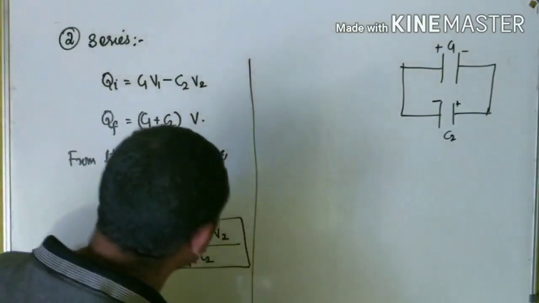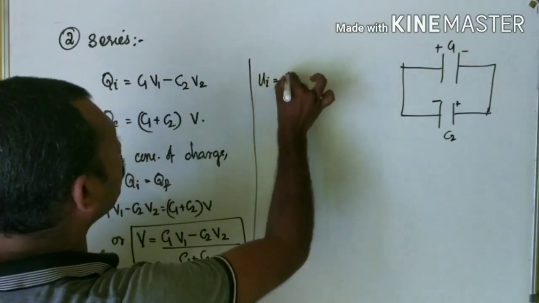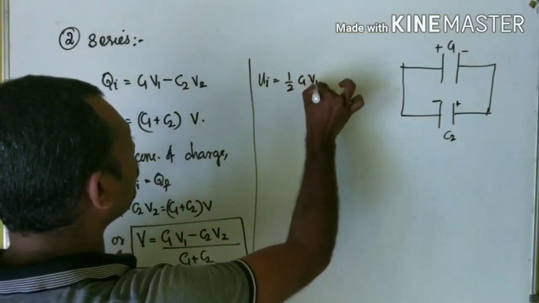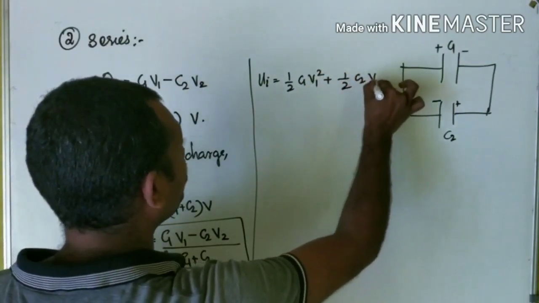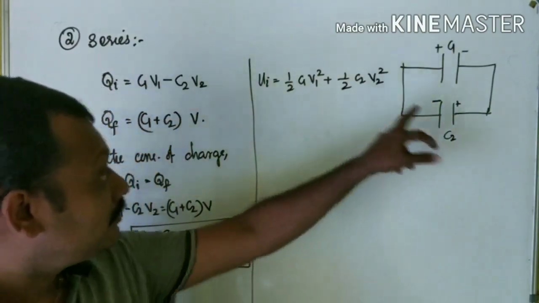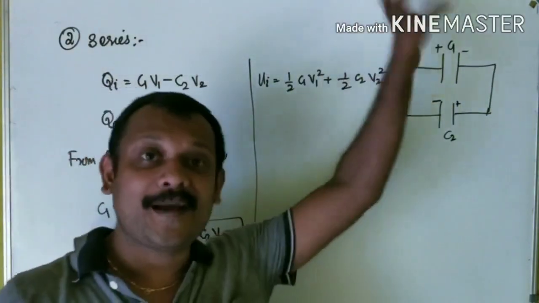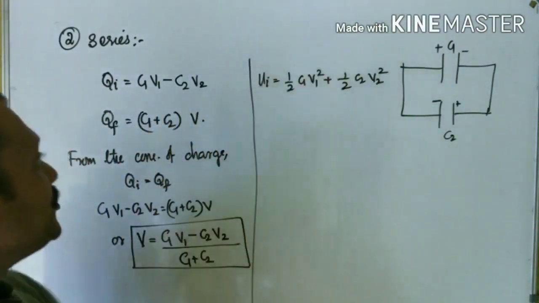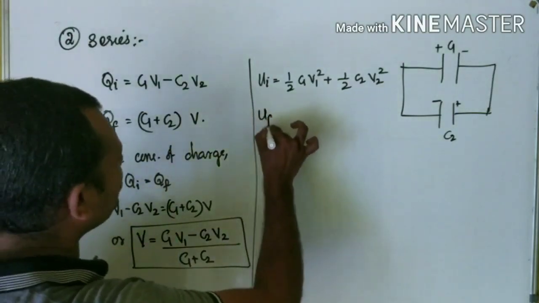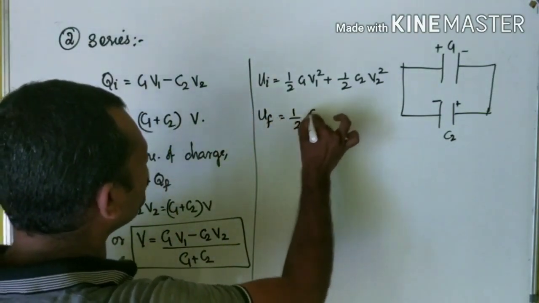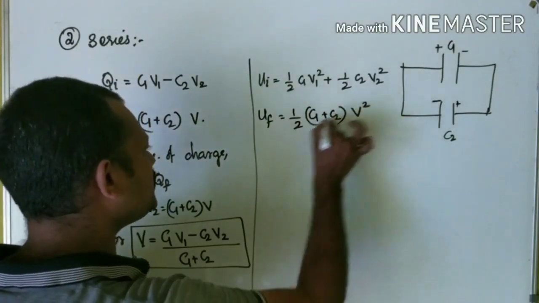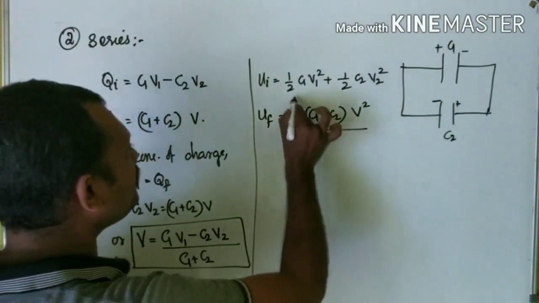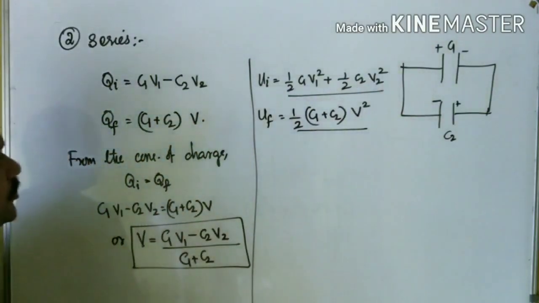Then the initial energy of the system was half C1 V1 square plus half C2 V2 square. Don't take minus here, because the square of minus V2 is going to be plus V2 square. Then the final energy of the system is half into C1 plus C2 into V square. This is the final potential energy of the system, and that is the initial potential energy of the system.